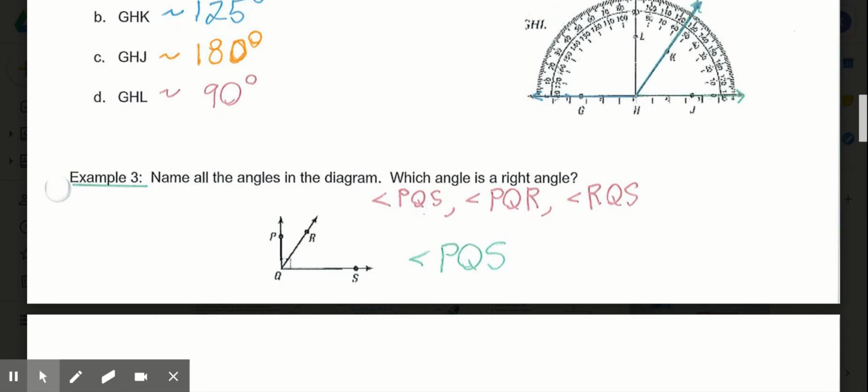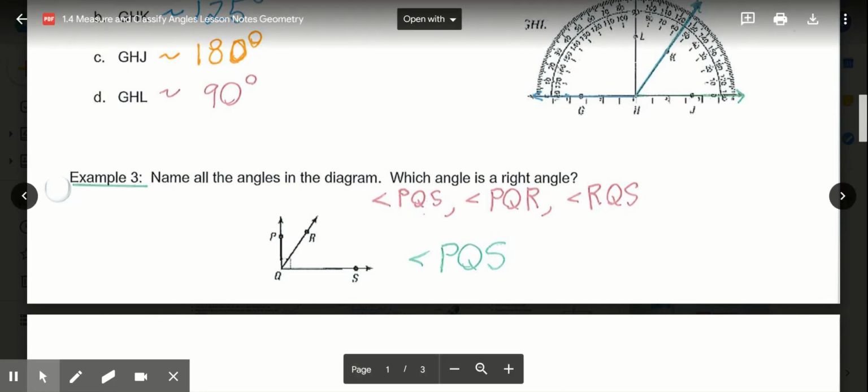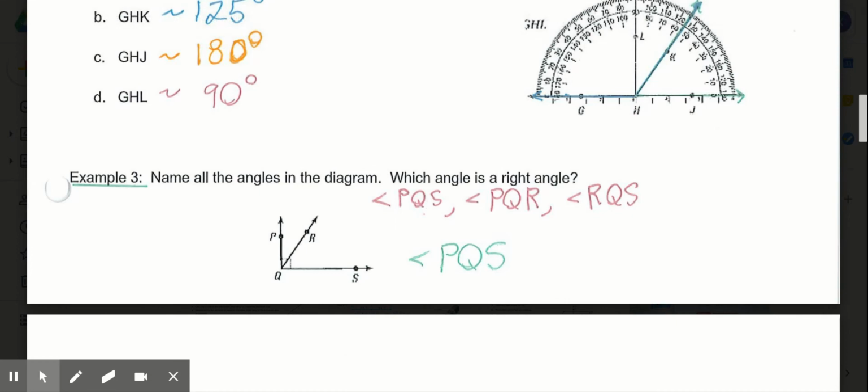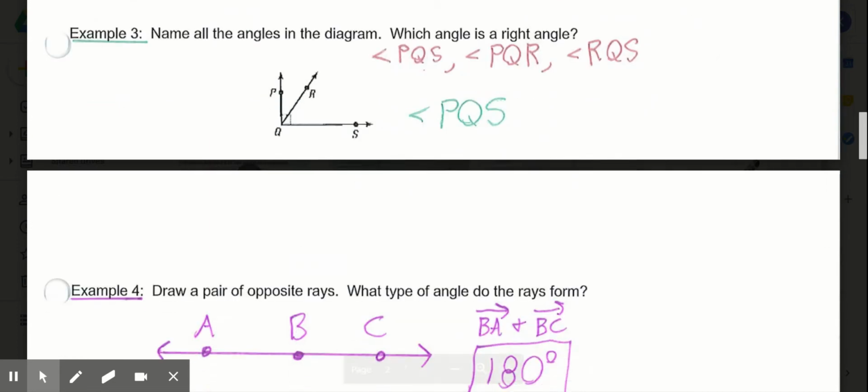For 3, name all the angles in the diagram, and then which angle is a right angle. So my different angles, I could have angle PQS. I could have angle PQR, and I could have RQS. And then our angle that is a right angle, the way I know that is this little lightly drawn square. That's the symbol for a right angle. So PQS is our right angle.